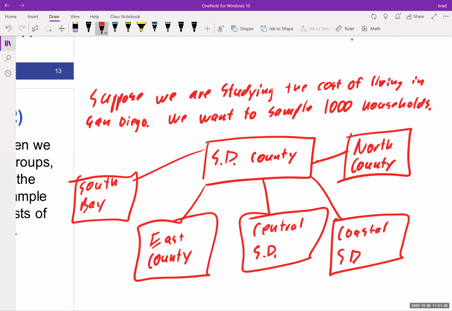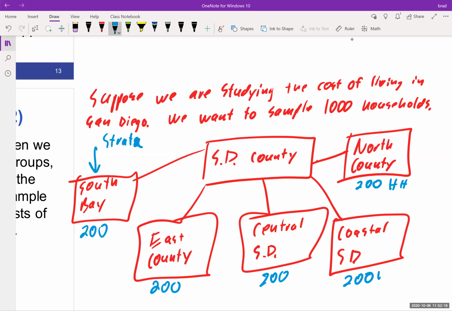So I have these, and these are my strata. I've divided San Diego County into five of them. The thing about stratified sampling is I'm not going to take everybody from each one of these. That would be too hard. Instead, I'm going to take 200 households from South Bay, 200 from East County, 200 from Central, 200 from Coastal, and 200 households from North County. I'll put HH for households.